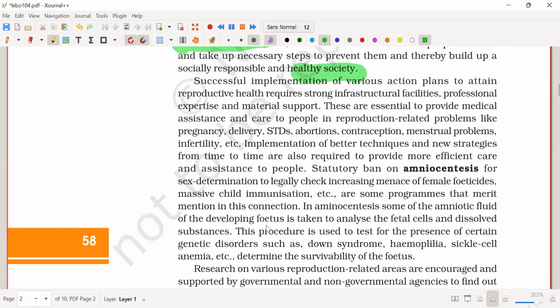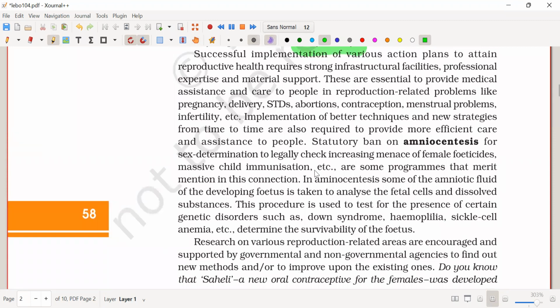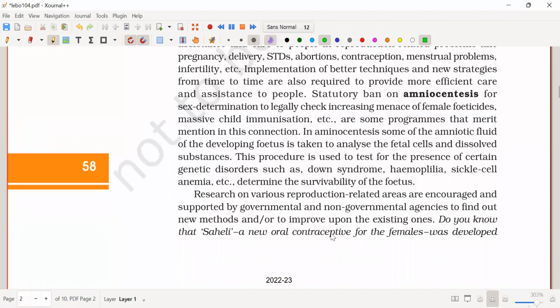massive child immunization, etc., are some programs that merit mention in this connection. In amniocentesis, some of the amniotic fluid of the developing fetus is taken to analyze the fetal cells and dissolved substances. This procedure is used to test the presence of certain genetic disorders such as Down syndrome, hemophilia, sickle cell anemia, etc., and determine the survivability of the fetus.